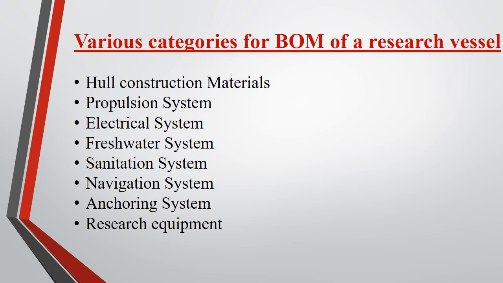The various categories for the bills of materials for the given research vessel are as follows. Starting off with the hull construction materials, the propulsion system, electrical system, freshwater system, sanitation system, navigation system, anchoring system, and finally the research equipment.